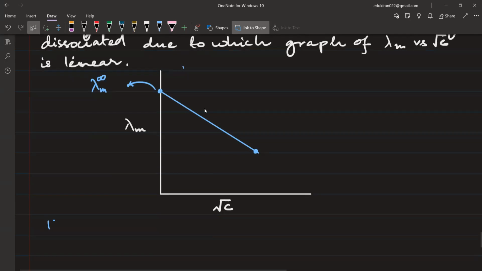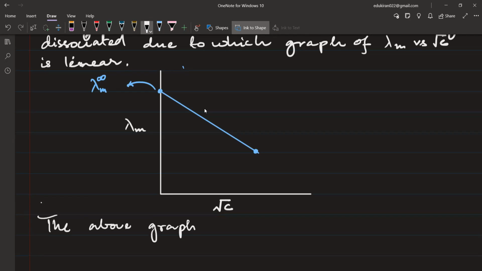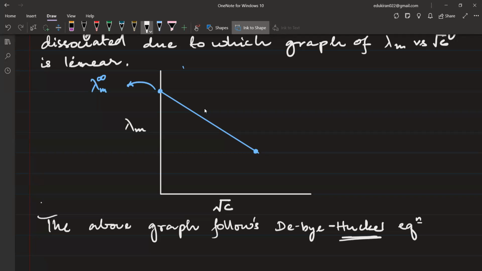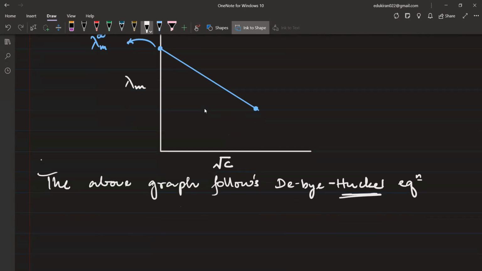The above graph follows the Debye-Hückel equation. This is u with 2 dots, not an i, okay? Write it like this. Do you know who this Hückel is? It is the Hückel of aromaticity. Debye is another scientist.